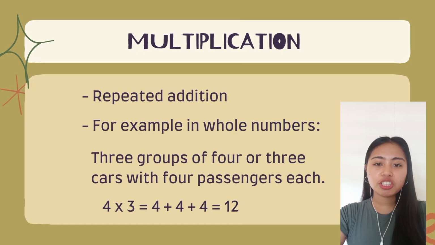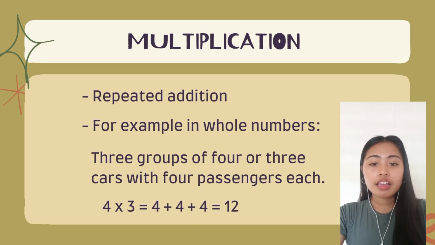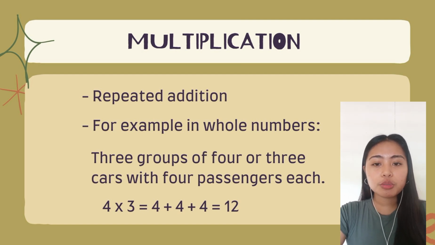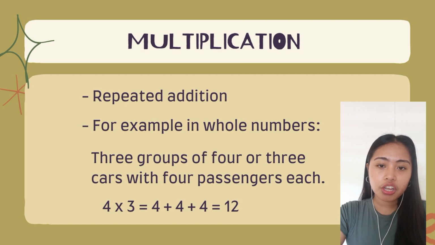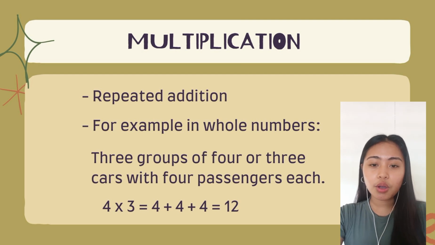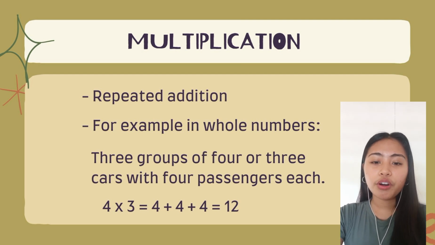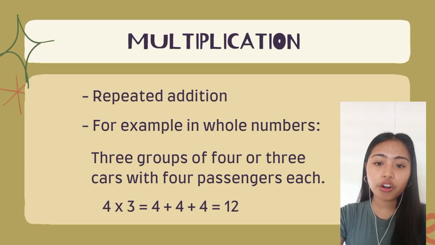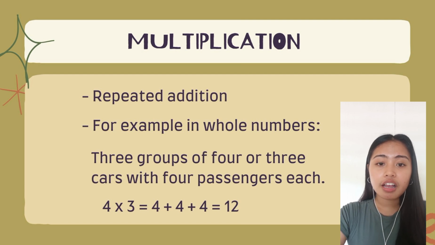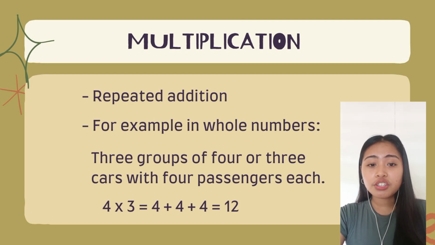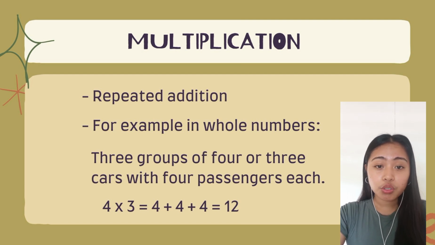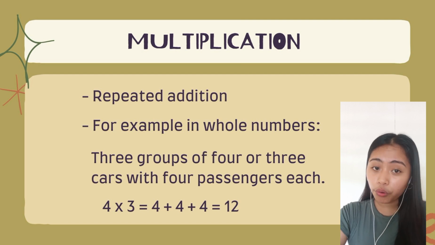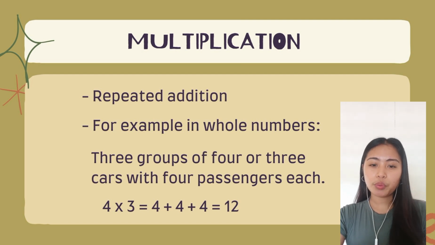Okay, so to define multiplication, it is a repeated addition. For example, in whole numbers, 3 groups of 4 or 3 cars with 4 passengers each. So if you translate that into a number sentence, it goes like this. So 4 times 3 is equal to 4 plus 4 plus 4. How many 4s are there? So there are 3 4s. So 4 plus 4 plus 4, we have the answer 12.